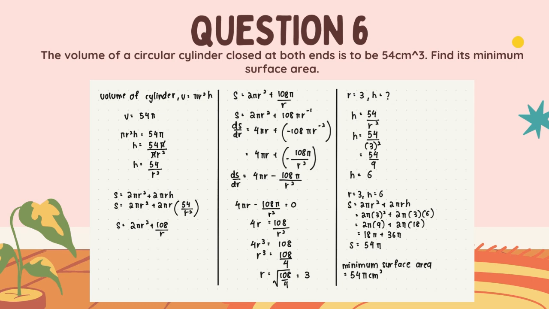Then we substitute the radius and the height into the surface area equation, which is 2πr² + 2πrh. So we replace r and h with 3 and 6. We get S = 2π(3²) + 2π(3)(6). Then the final answer is 54π. Therefore, the minimum surface area of the cylinder is 54π cm².